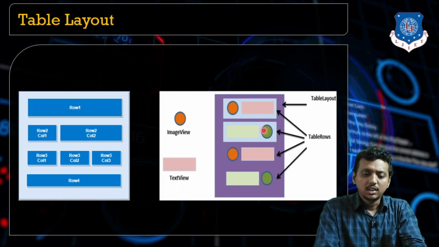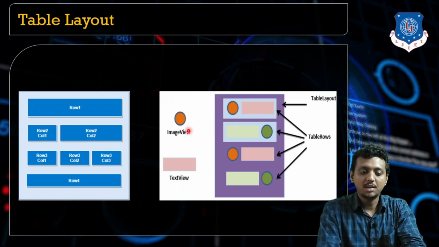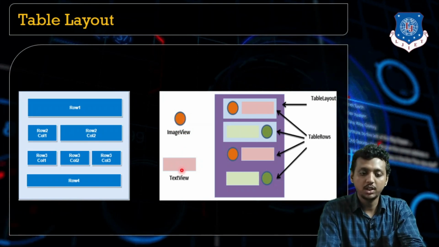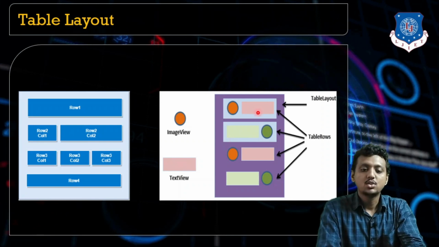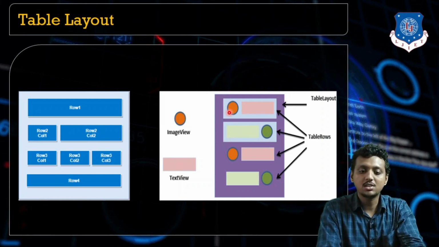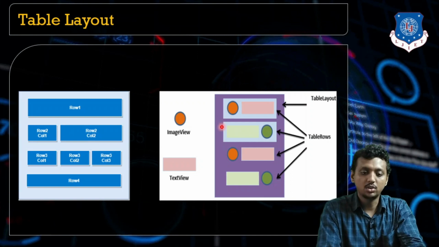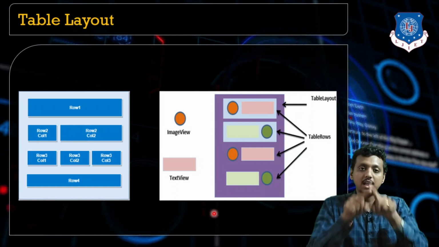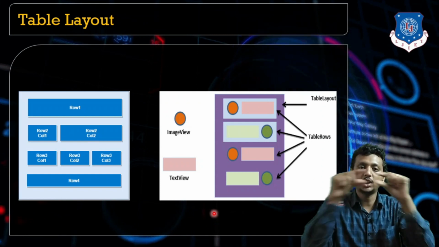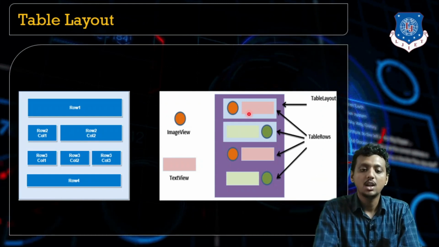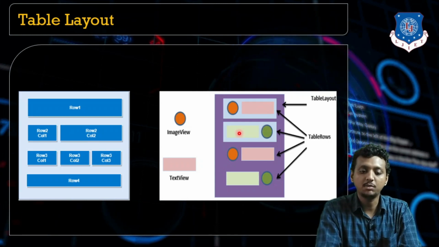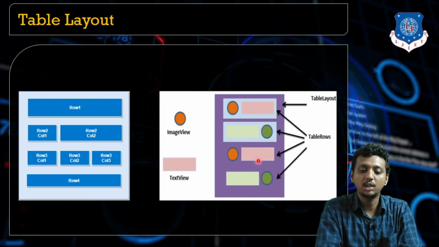Next, students, I'm just taking one example. Just suppose this orange circle is known as an image view component and this pink is known as a text view component. So here this blue color is known as my table layout. So this purple is known as my table layout. This is my whole table layout. Inside my whole table layout, I'm going to take the first row that contains one profile picture and the name of the user. And again, here profile picture and name of the user. Here profile picture and the name of the user.